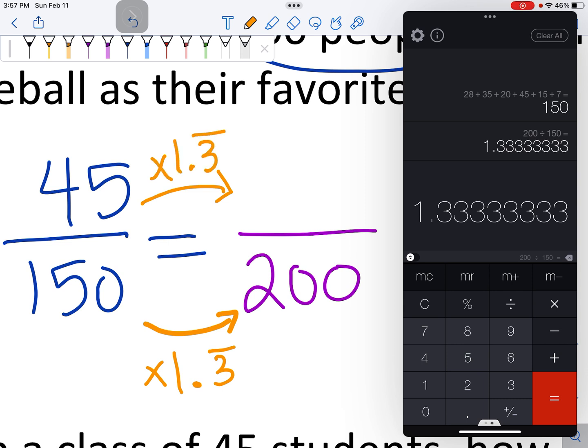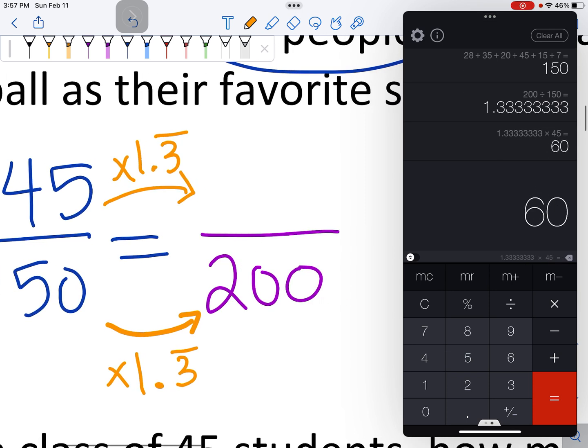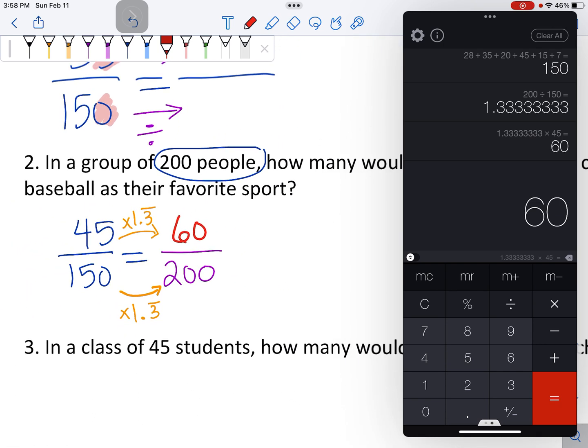I know that the order doesn't matter when I multiply. So I'm just going to take that decimal and multiply it by the numerator. Hey, look, it gets me a really easy answer. That answer is 60. So this says 60 out of 200 people would choose baseball.